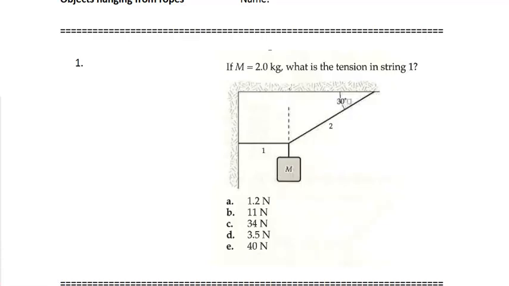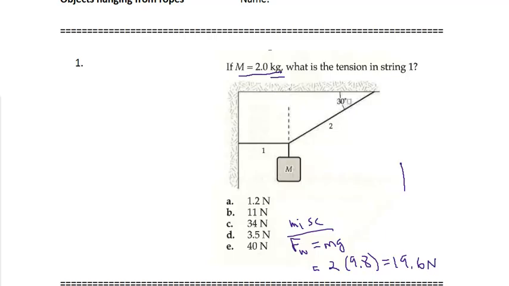Okay, so you're given the mass is 2 kilograms. What is the tension in string 1? So I'm going to draw the force diagram over here. In your miscellaneous column, you might want to calculate the weight of the block. So 2 kilograms times 9.8 is 19.6 newtons.